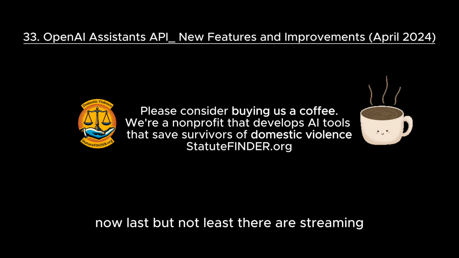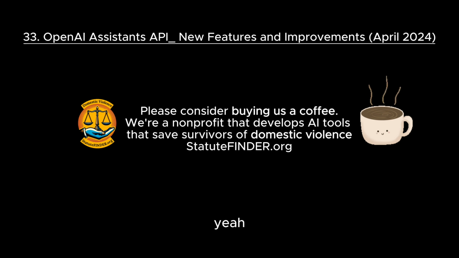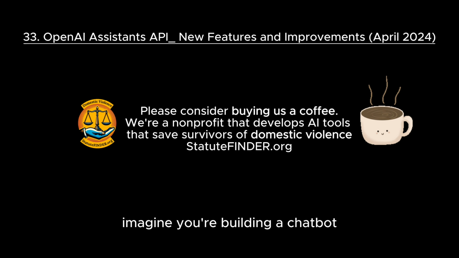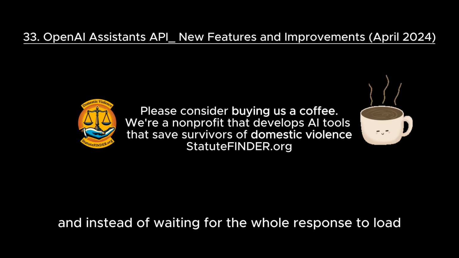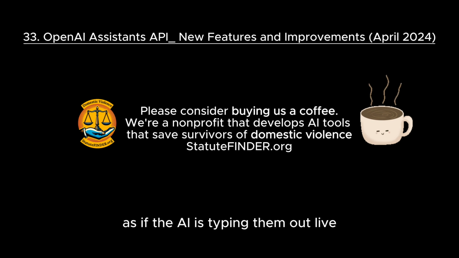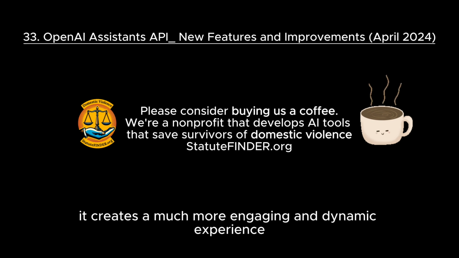Now, last but not least, streaming, which seems perfect for creating interactive applications. Yeah, streaming is a game changer for real-time interactions. Imagine you're building a chatbot, and instead of waiting for the whole response to load at once, you see the words appearing one by one, as if the AI is typing them out live. Oh, that's cool. It creates a much more engaging and dynamic experience for the user.